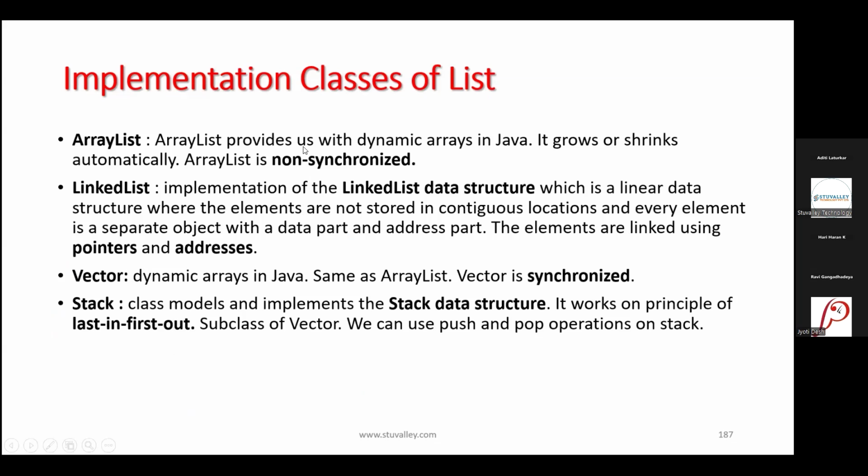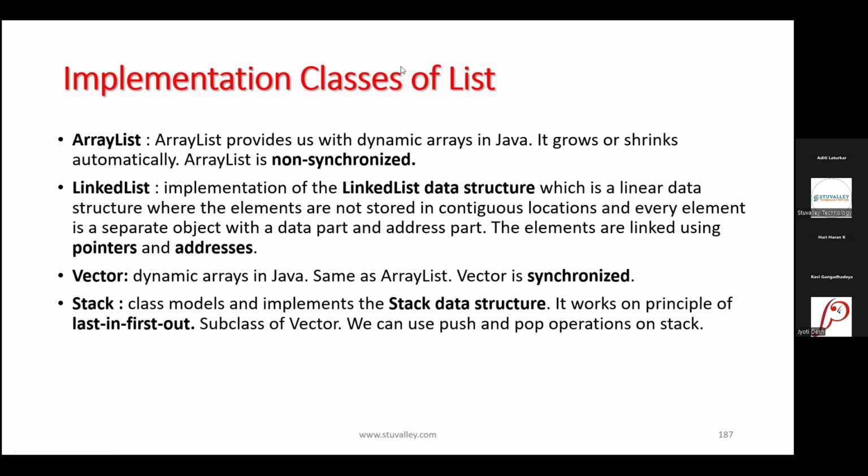In the array list, which is nothing but a dynamic array itself, elements get stored in contiguous memory locations. That means if the data gets stored at 1001, the next element will be stored at 1004. That is known as contiguous memory locations. But in the linked list data structure, as they hold the address part and data part, they are not stored in contiguous locations. They get stored anywhere in separate locations, and those are connected or linked together using the address parts. The elements are linked using pointers and addresses.